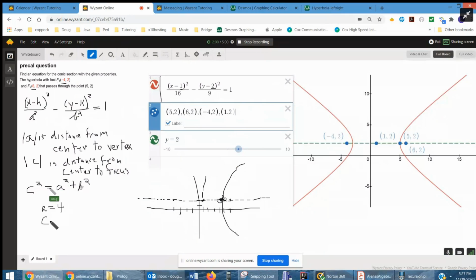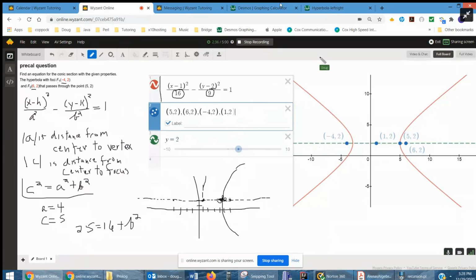And of course, c is the distance from the center to a focus. Well, that goes from an x-coordinate of 1 to an x-coordinate of 6. That's a 5. And for a hyperbola, the relationship between c, a, and b is c squared equals a squared plus b squared. So 25 equals 16 plus b squared. Solve for b squared, you get 9. That's where I got this 9. This a squared is 16.